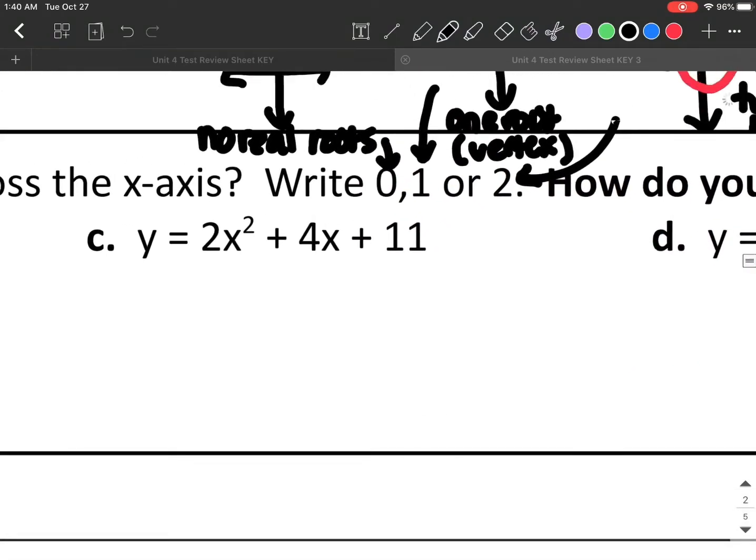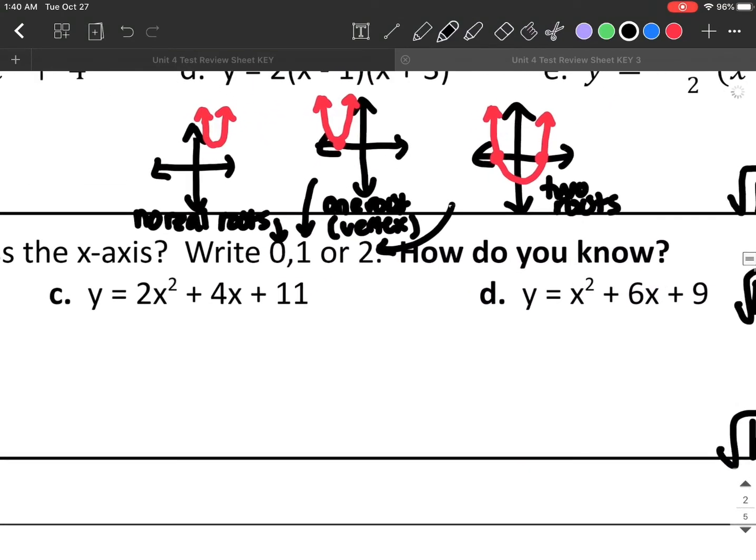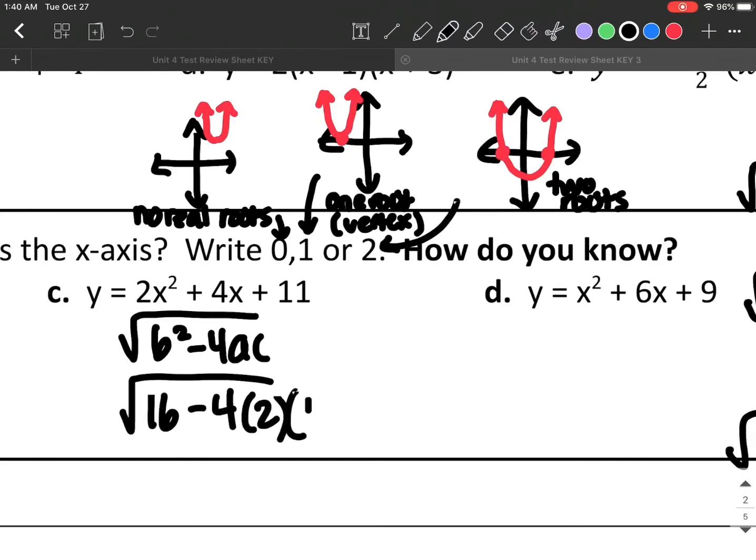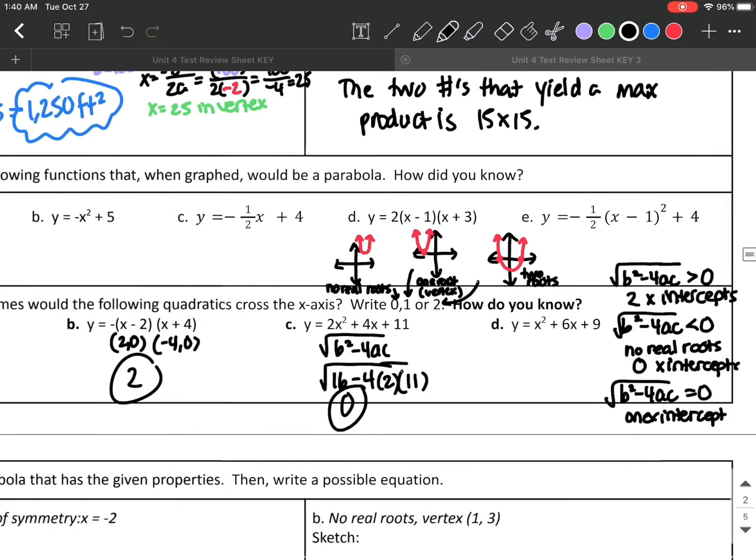This one here, I would have to use the discriminant, so I'm going to do b squared minus 4ac. That's 4 squared, which is 16, minus 4 times 2 times 11. I can see that this number is going to be bigger than this number, so what's inside is going to be negative, which means 0 is the number of x-intercepts.